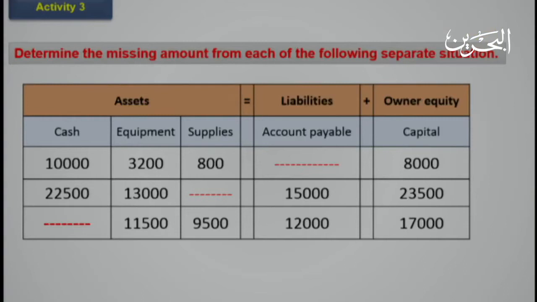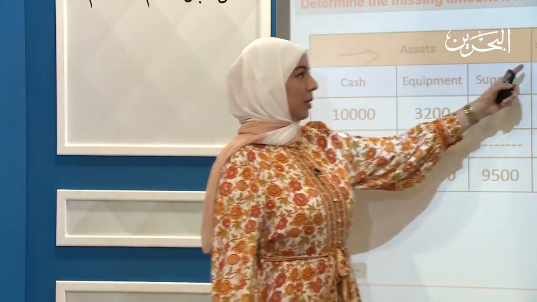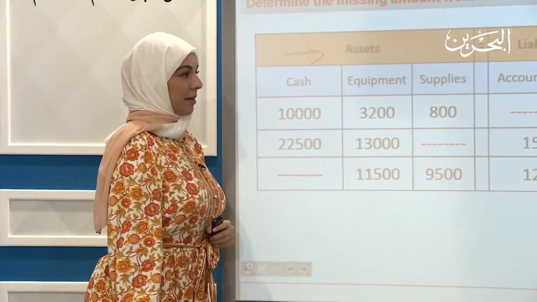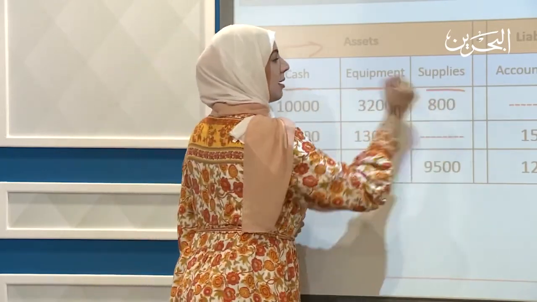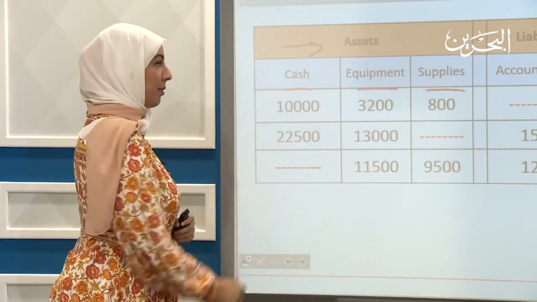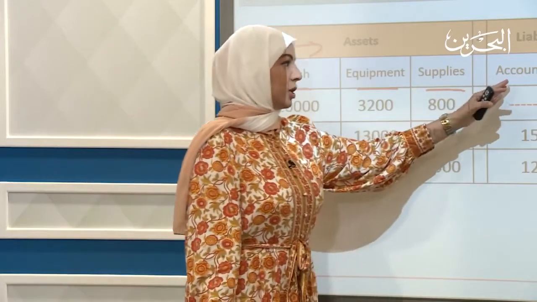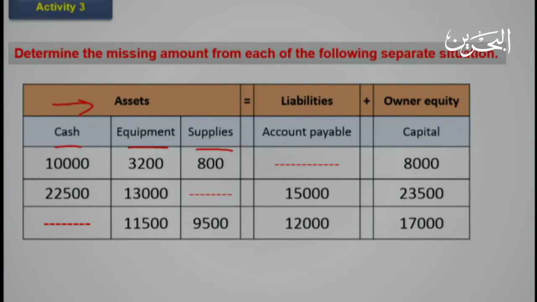Moving to find the figures of the components in our accounting equation. In this schedule, I have my accounting equation, which is assets equal liability plus the owner equity. Let us apply it here. Under the assets, I have many types of assets. In our example, I take cash, equipment, and supplies. In the liability section, we took the accounts payable. And in owner equity, we take the capital.